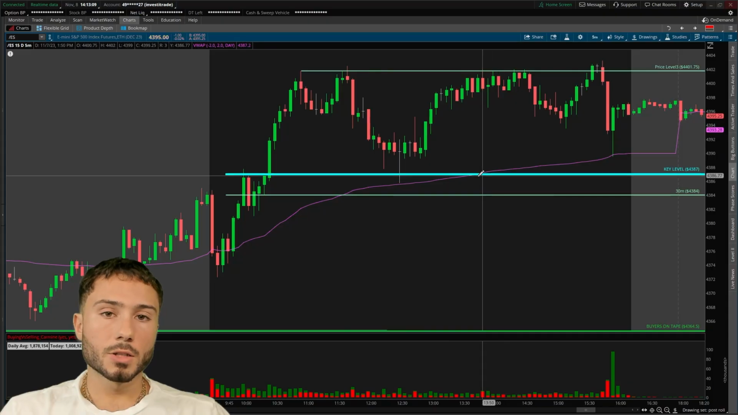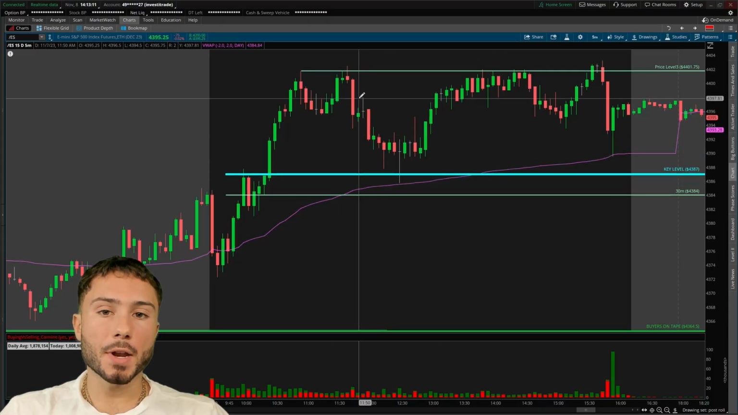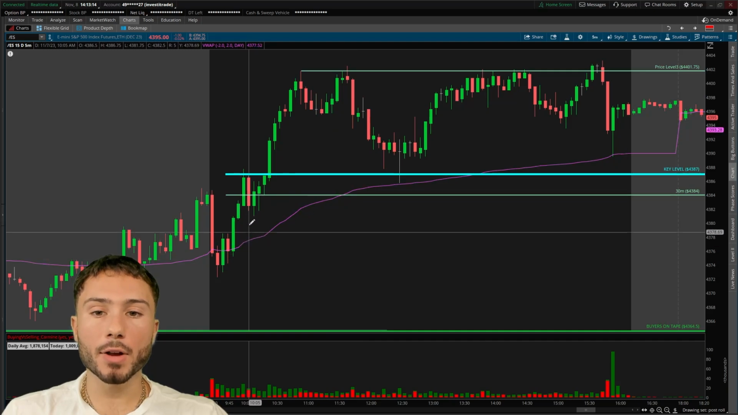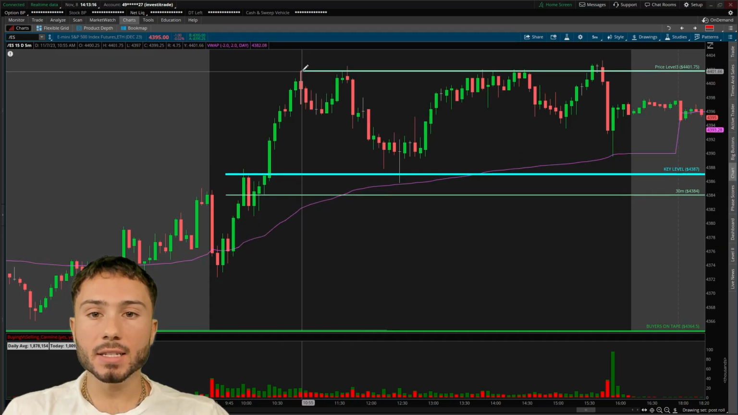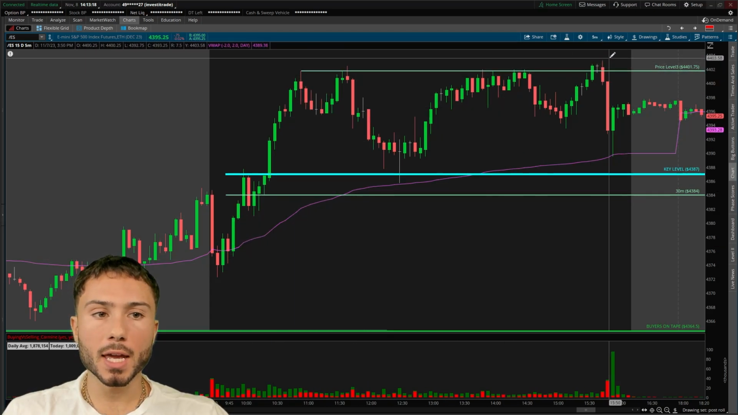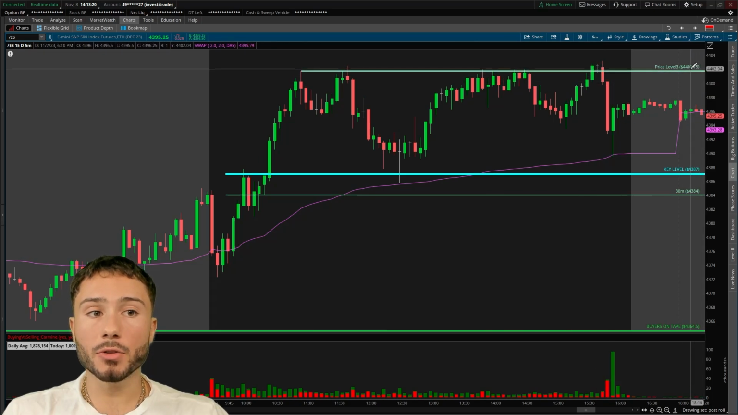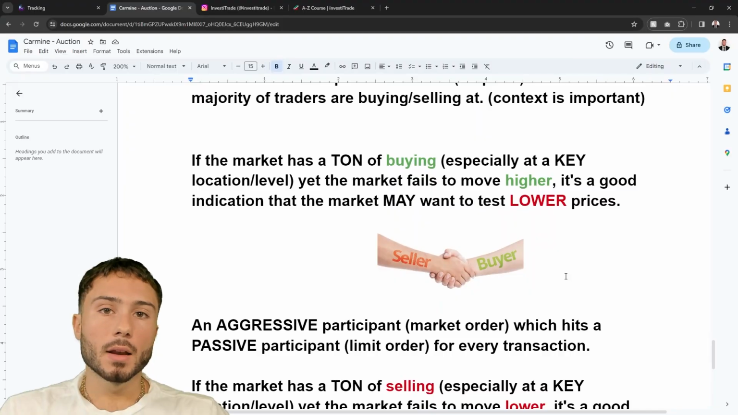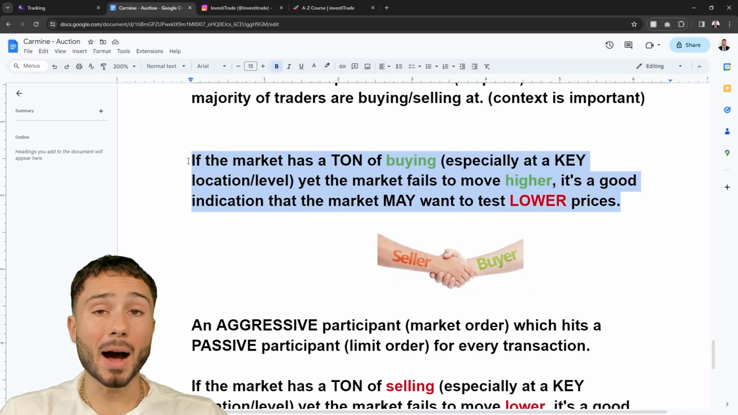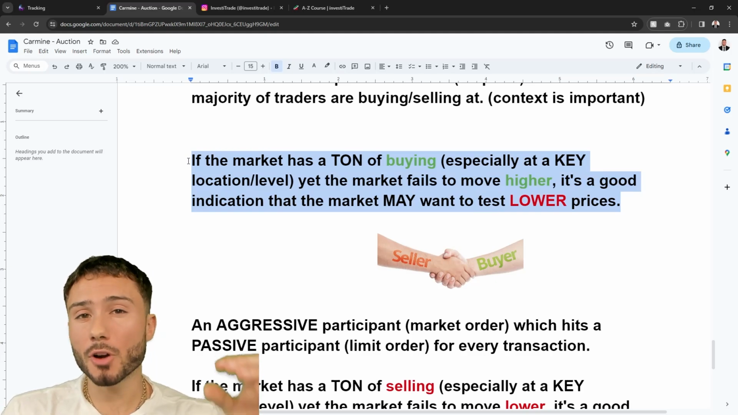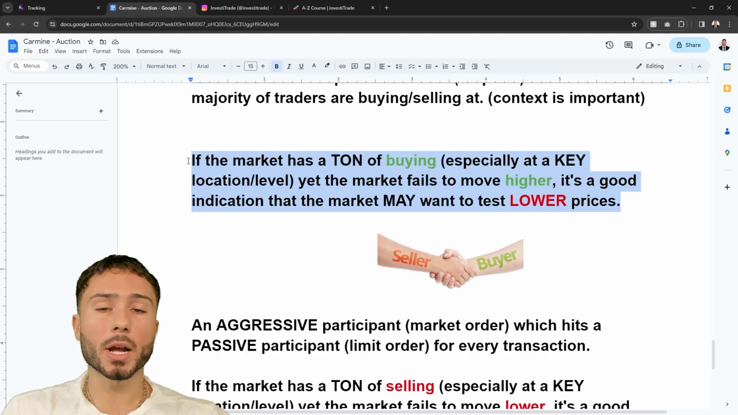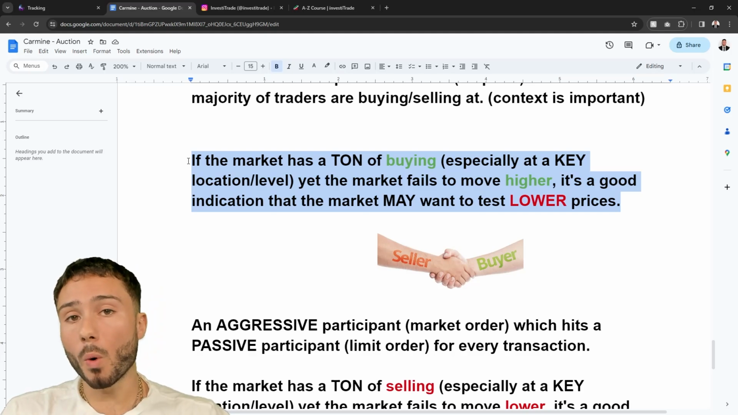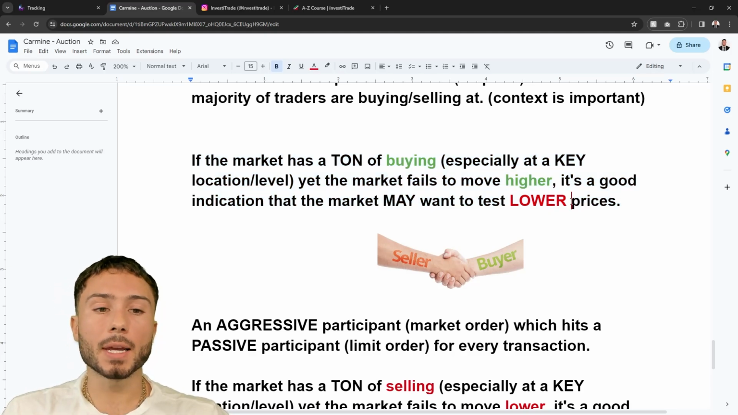Definitely check it out. So let's look at the market's auction the day prior to this. We had a very strong rally and we had a resistance level of 1, 2, 3, and 4 different touches around this 44.01 level on the S&P 500 futures chart. Now, validating exactly what I said earlier, that if the market has a ton of buying and we see buyers really trying to bring the market higher, showing a ton of effort but not getting rewarded, it's a good indication that the market may want to test those lower prices.